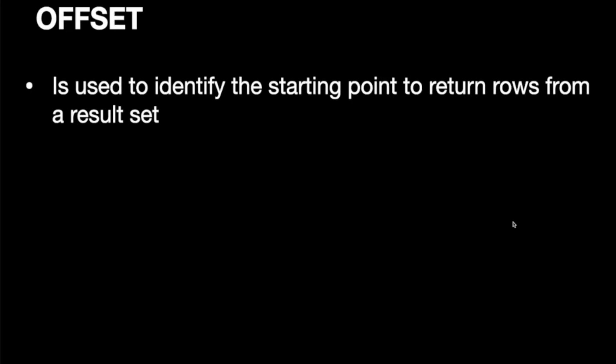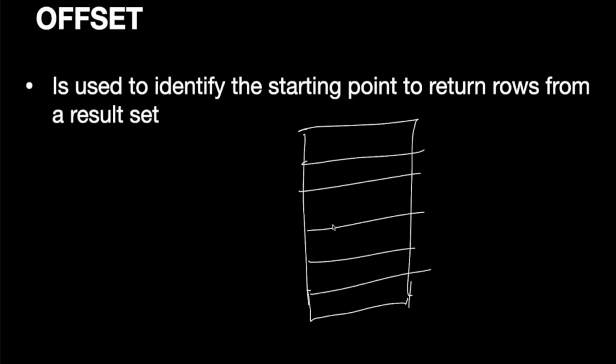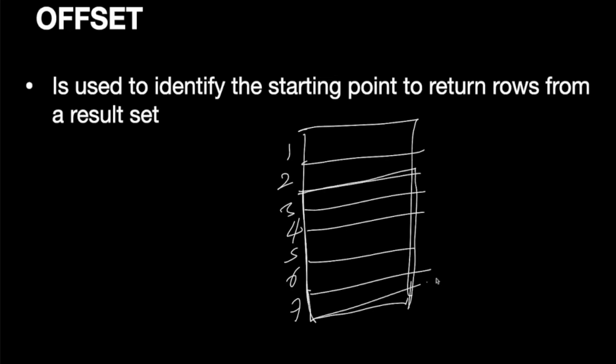Okay, then what is offset? Offset is used to identify the starting point to return rows from a result set. Assume these are the rows in a column: first row, second row, third row, fourth row, fifth row, sixth row, seventh row. Assume you want to return everything, but you have to start from the third row. That means counting will start from here. Or you tell the system to limit it to 4 rows, but you start from the third row. That means the counting will start from the third row: 1, 2, 3, 4. So only these will be returned. By default, the starting point is the first row, but we can tell the system to start from another row. Hope this is understood. Thank you for viewing.